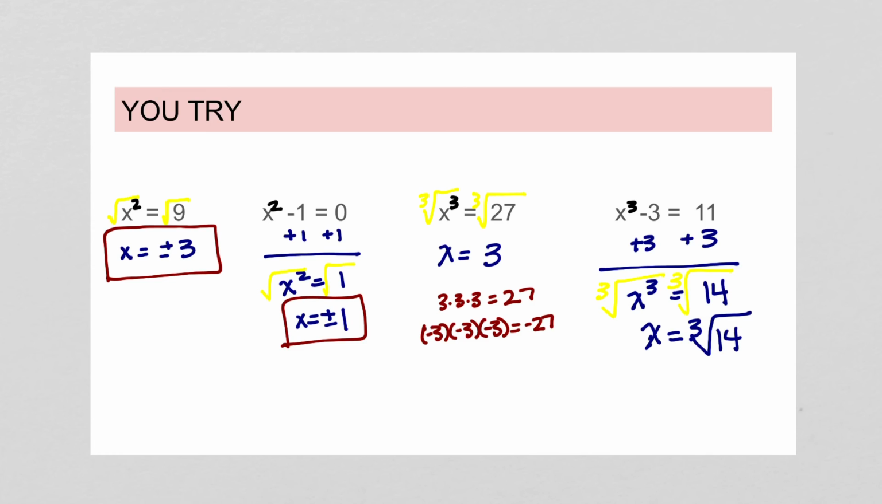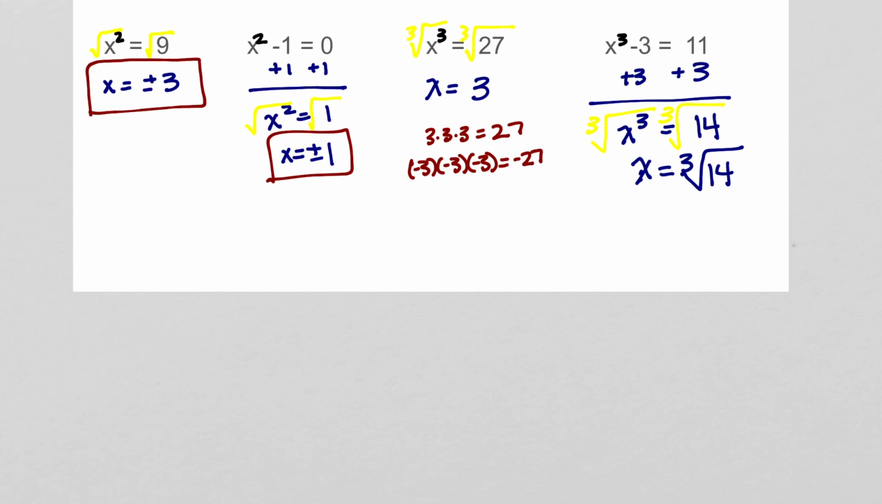So when you're dealing with an odd root like a cube root, you do have to pay attention to what sign you really need. And when I made this final problem over here on the right, I made a mistake. The problem that I had meant to write was x to the third power plus 3 equals 11. But I didn't do that.